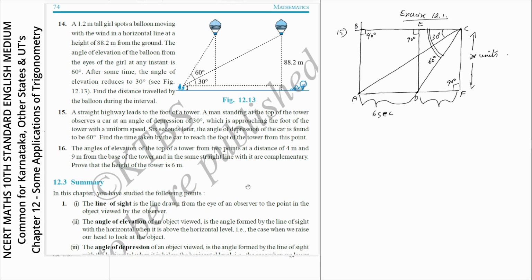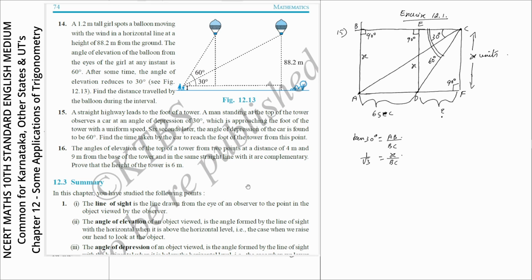How much time it took the car to move from point D to F is the question. Now if CF is equal to x units, DE also will be equal to x units, and AB also will be equal to x units. Now with respect to point C, what is tan of 30 degree? Consider triangle ABC. Tan of 30 degree is opposite by adjacent, that is AB by BC. The value of tan 30 degrees is 1 by root 3, and the length of AB is x units, and BC is unknown.